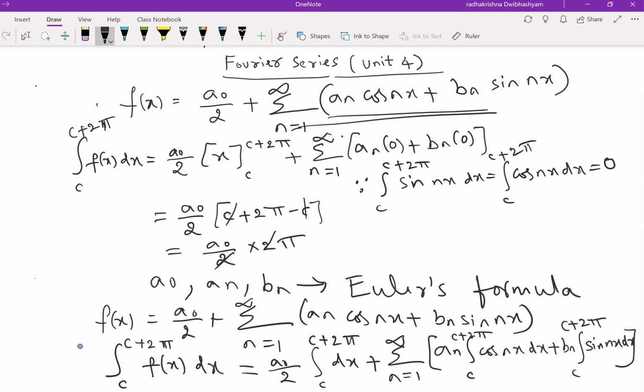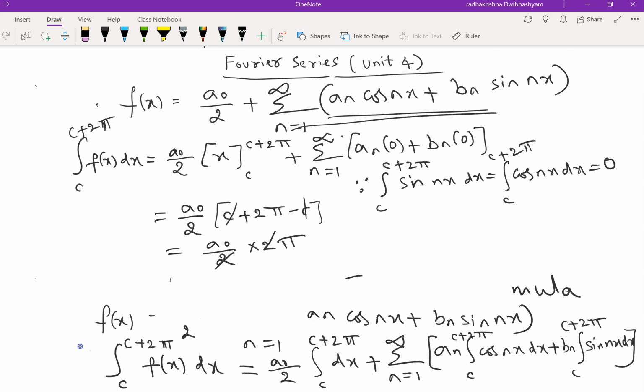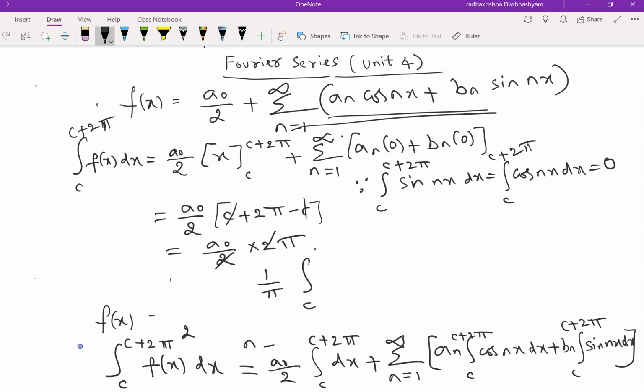You can cancel this number. Then, you get a naught. Transpose this pi to the left hand side. If you transpose this pi to the left hand side, we get 1 by pi integral c to c plus 2 pi f(x) dx equal to a naught. So, a naught can be derived from this Fourier series.